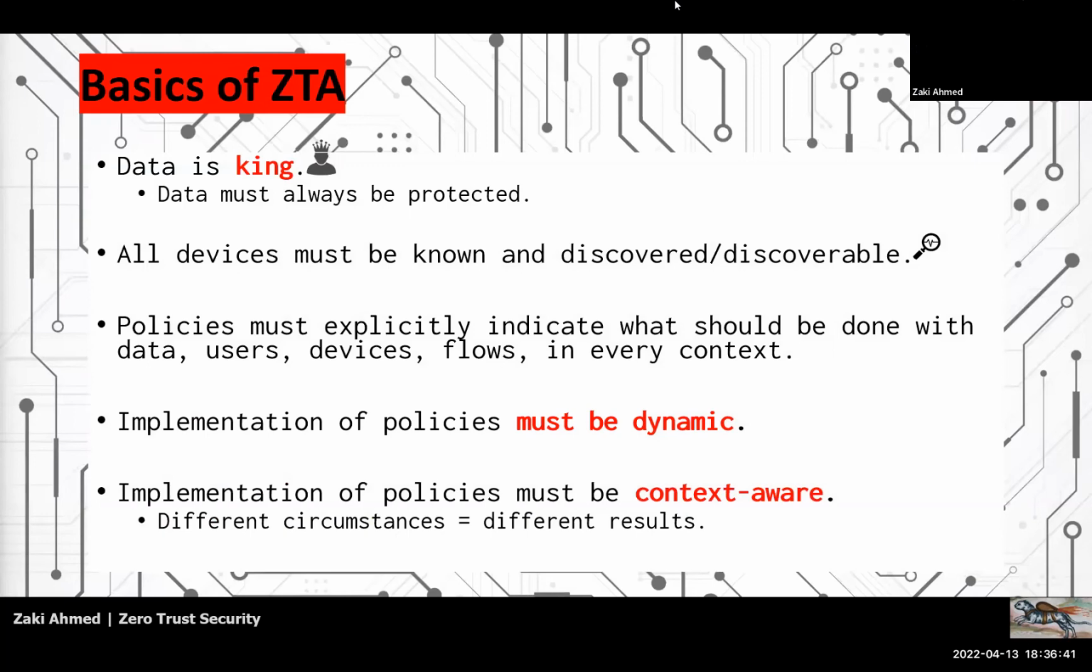The basic idea of zero trust is that data is king. The data must always be protected. All devices must be known and discoverable. Policy must explicitly indicate what should be done with data, users, and devices in every context. And implementation of policy must be dynamic and context aware, like different circumstances have different results.